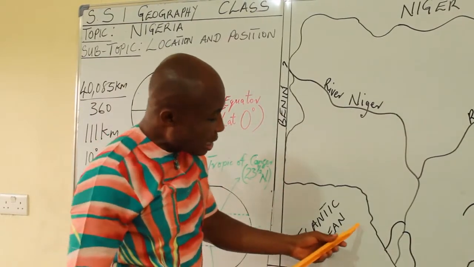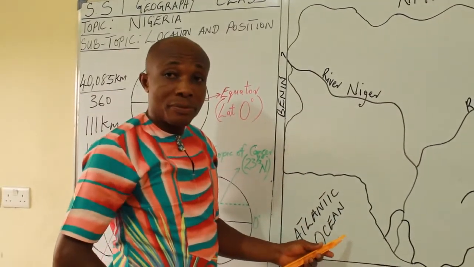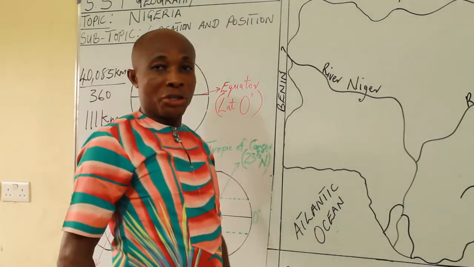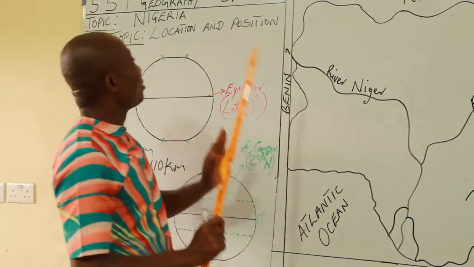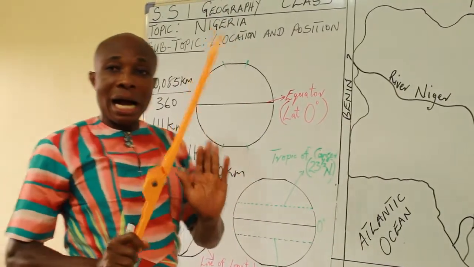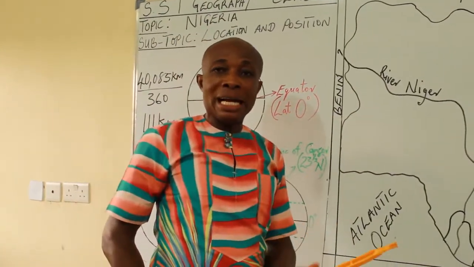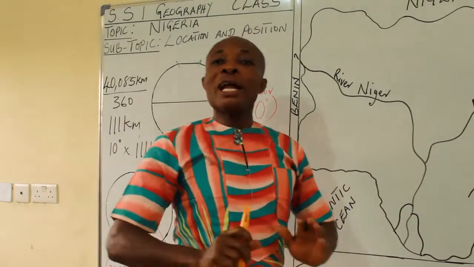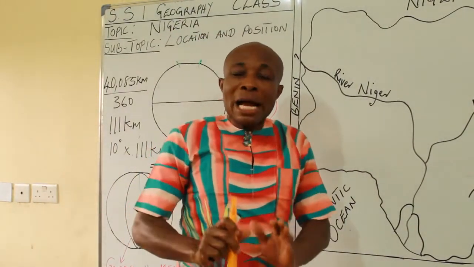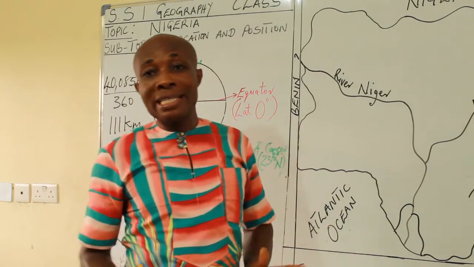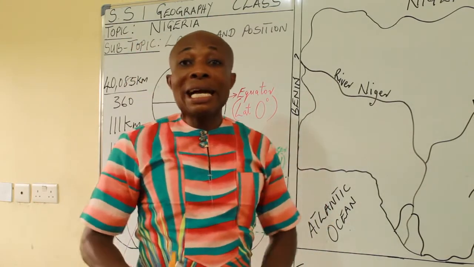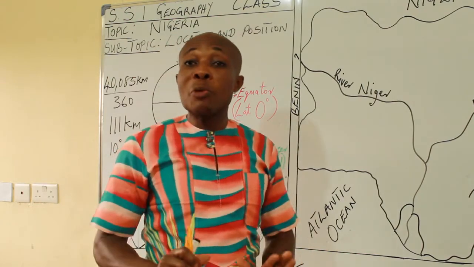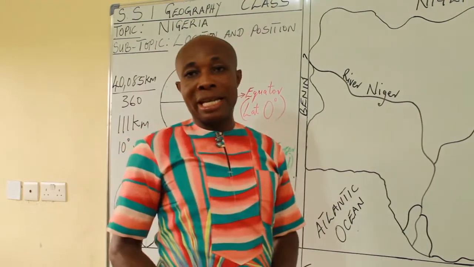But when we come to the southern part of Nigeria, Nigeria's neighbor is the Atlantic Ocean, and that is all about the location and position of Nigeria. That means now, as a geography student, if you are asked, where can we locate Nigeria? Very simple. Nigeria can be located within this West African sub-region of the African continent.